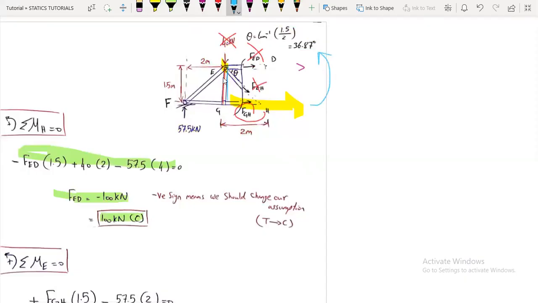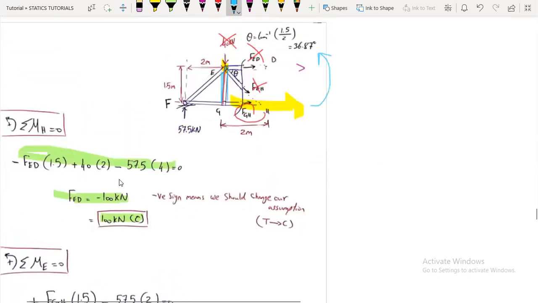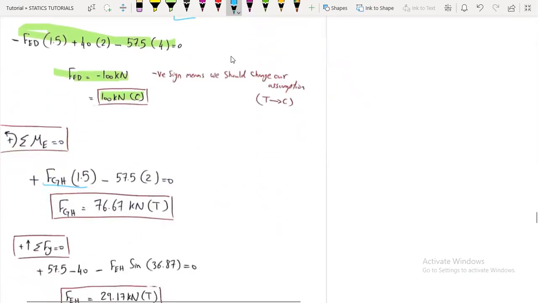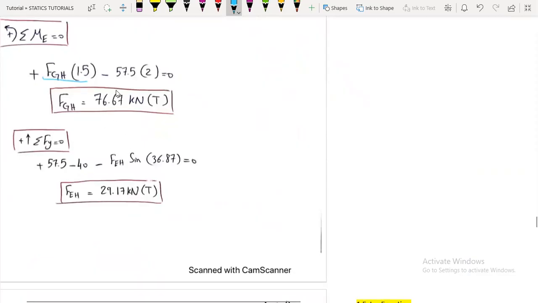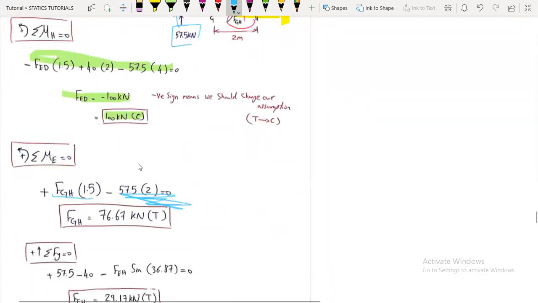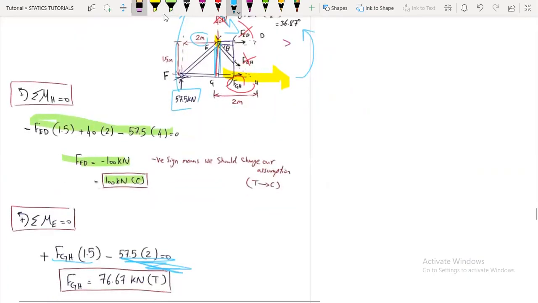Counterclockwise, okay? So it is our distance. So it is plus FGH1 multiplied by 1.5, and this force multiplied by the distance, which is 2, it's rotating counterclockwise, but 57.5 is rotating clockwise, so it's negative. So minus 57.5 multiplied by the distance, which is 2. Okay, we'll get the value of FGH to be 76.67 kilonewtons, and it's in tension. Okay, so our assumption was correct.